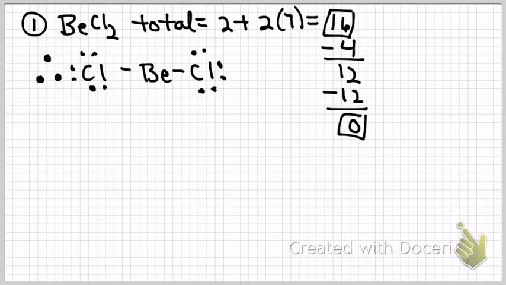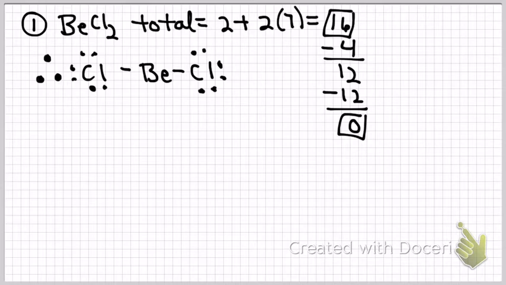Now, I want to utilize the VSEPR model. Remember, that's the valence shell electron pair repulsion. I look at the atom in the center, which is beryllium, and I see that it has 2 bonding pairs joined to it. I know that electrons have a negative charge. These electrons are orbiting back and forth between the beryllium and the chlorines, and they are in what we have come to know as clouds.